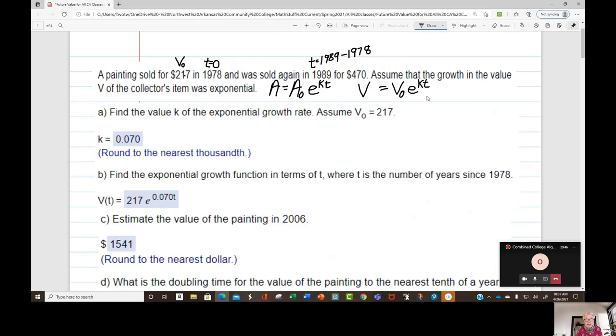Now we have to find k. They didn't tell us k, and we can't solve anything until we have k. We need k. So we do have V naught, but we don't have k. So here's what we're going to do. This is the value after time, and the amount of time that's passed goes from 1978 to 1989, which is 11 years.